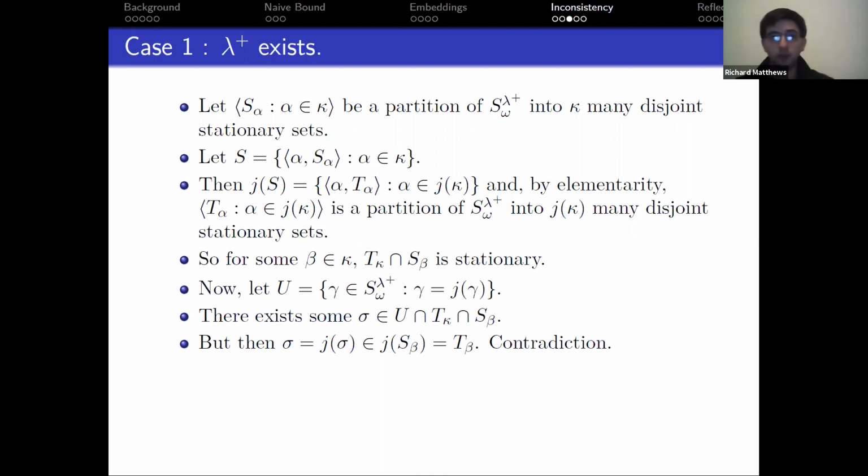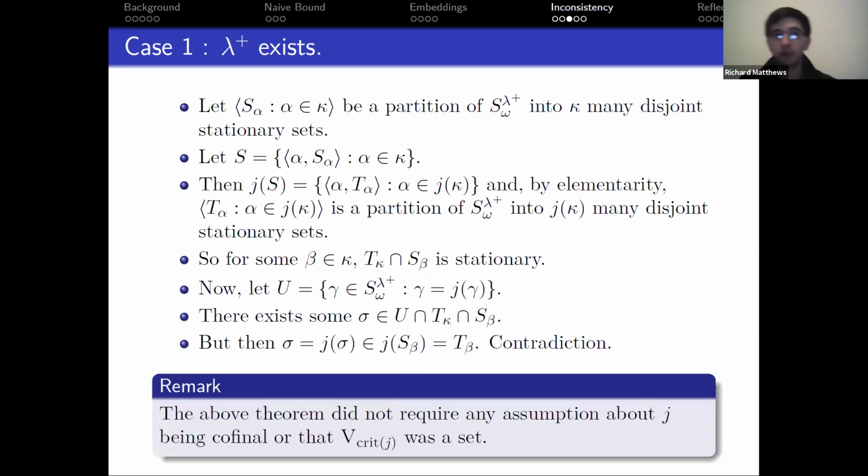But now we can let U be those ordinals in S^{lambda+omega} which are fixed by j. And you can prove that there exists some sigma. Because U is an omega club, U must intersect our stationary set. So there exists some sigma which is in U and T_kappa and in S_beta. But then because sigma is in U, sigma is equal to j(sigma), and because sigma is in S_beta, j(sigma) is in j(S_beta), which by elementarity is equal to T_beta. So we've proven that T_beta intersected with T_kappa is non-empty, which contradicts them being a disjoint partition.